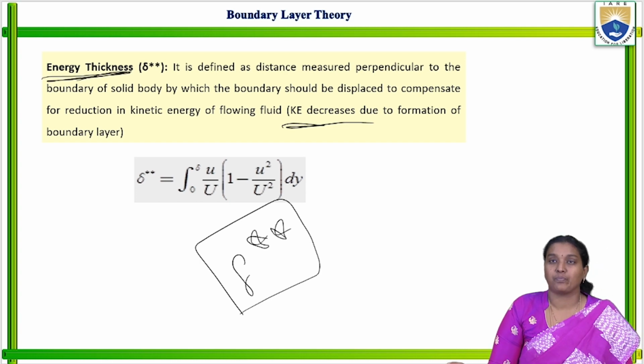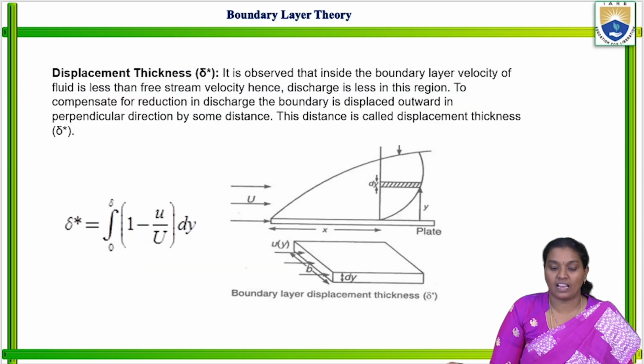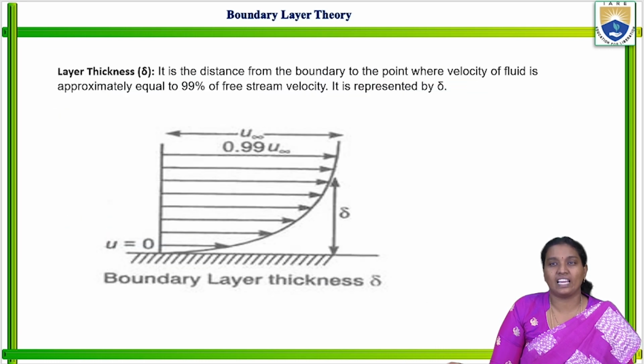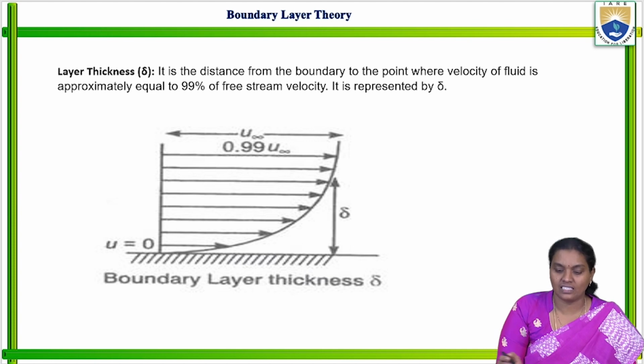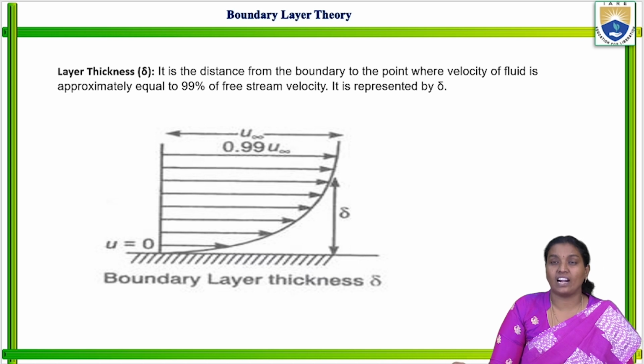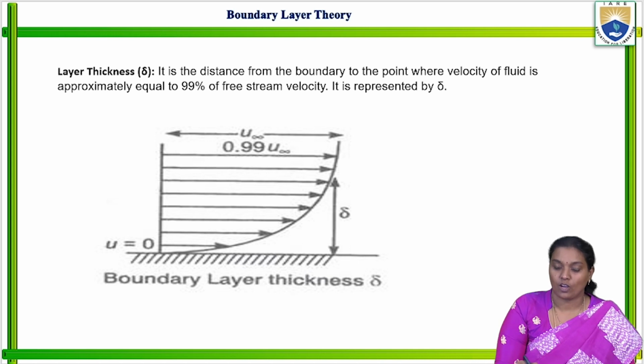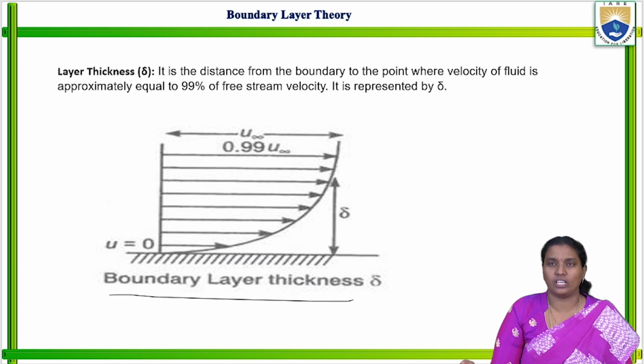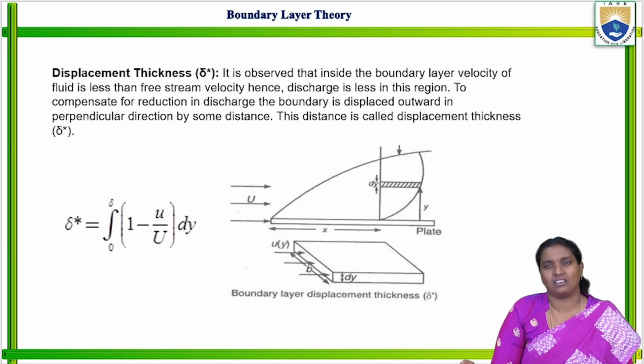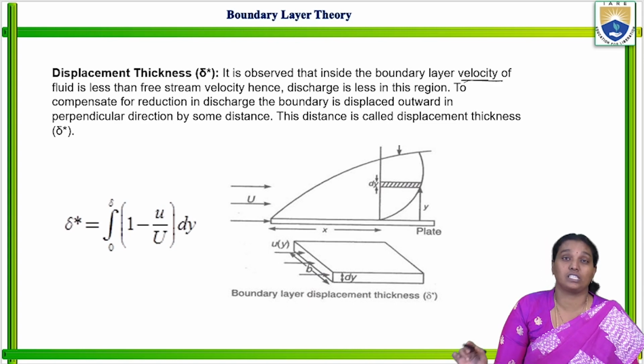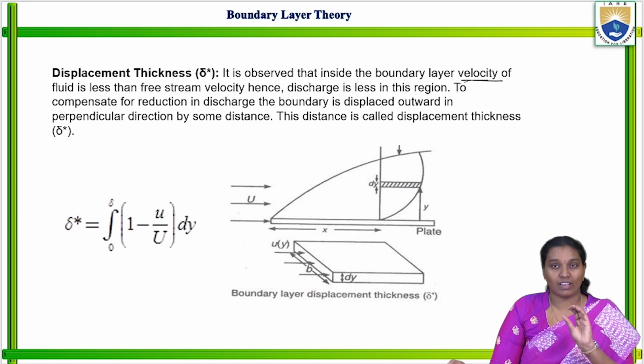So these are the parameters which we are going to understand in our boundary layer theory. Momentum thickness, displacement thickness and layer thickness are the various parameters included in boundary layer theory. The layer thickness is denoted by delta, and we already discussed its definition. The next one is the displacement thickness, which is observed from the velocity point of view, for compensation of velocity.